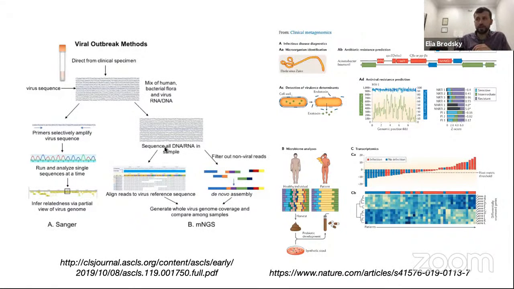So sequence all DNA or RNA, and align the reads to a virus reference or multiple references, for example, a whole database of references. And we can now look at what's called metagenomic next generation sequencing, which allows us to study all of the genetic information in that sample. Here you can see some of the applications. So applications are detection of a specific microorganism, and detection of specific mutations or changes in gene expression because of antibiotic resistance being developed in a group of viruses.